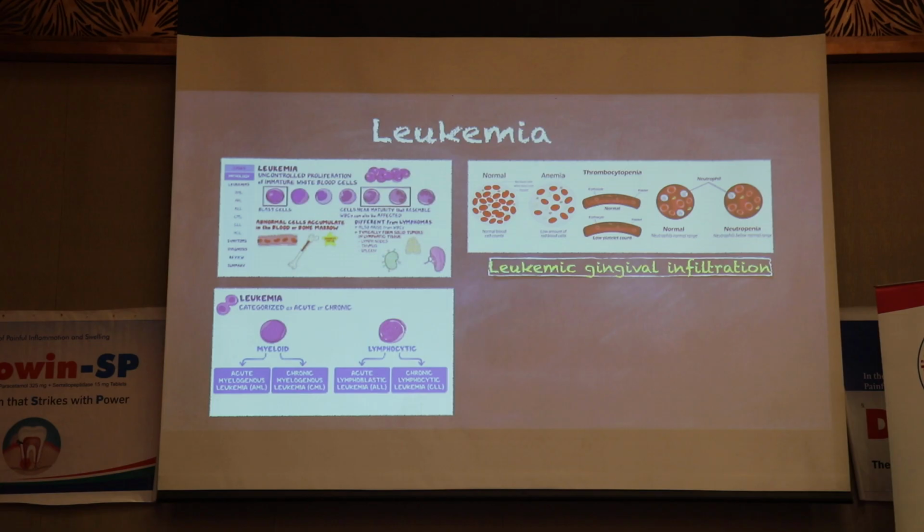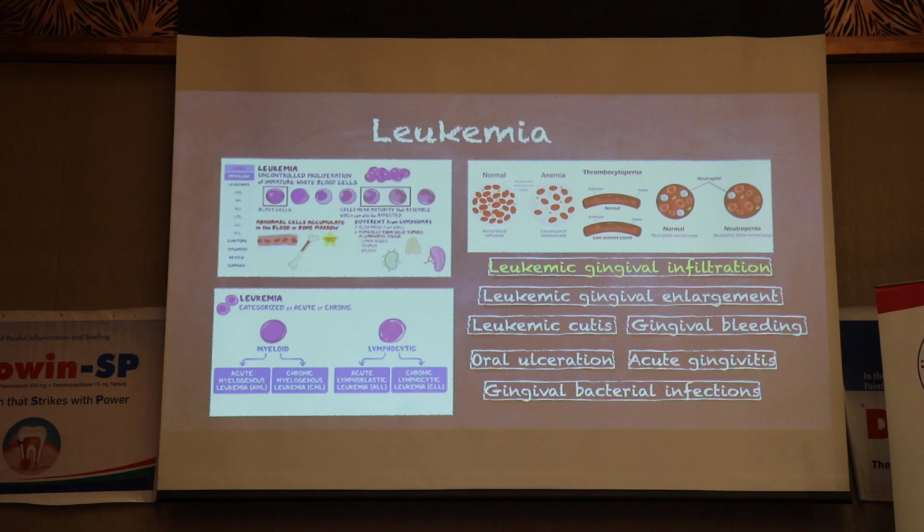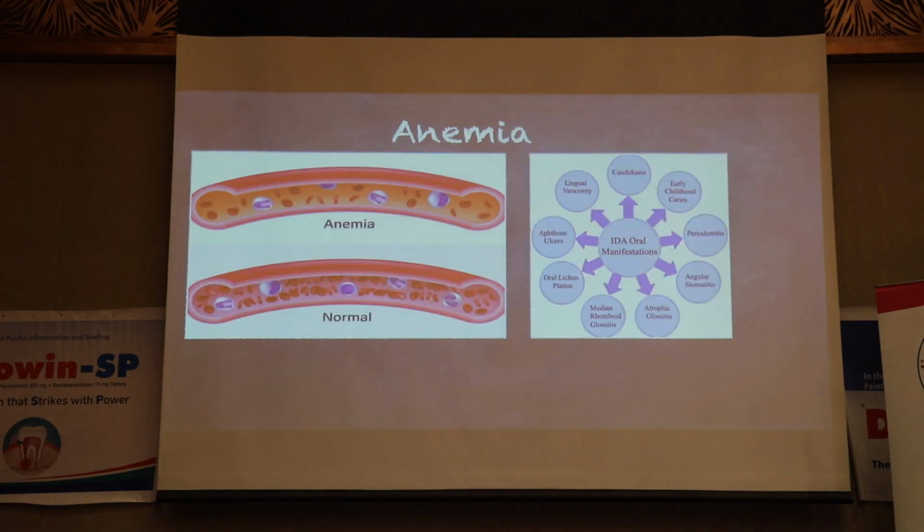So again, the symptoms in this: leukemic gingival infiltration, enlargement, cutis, gingival bleeding, oral ulceration, acute gingivitis, and gingival bacterial infection. Of course, the WBC count is coming down, so obviously the defense mechanism will be compromised.